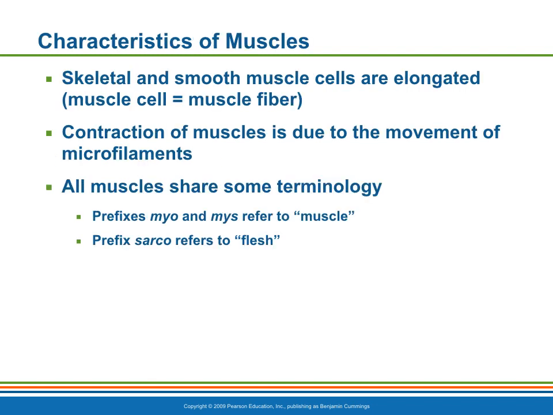First, skeletal and smooth muscle cells are elongated. For this reason, these types of muscle cells are called muscle fibers. Second, the ability of a muscle to shorten or contract depends on two types of myofilaments, the muscle cell equivalents of the microfilaments of the cytoskeleton.